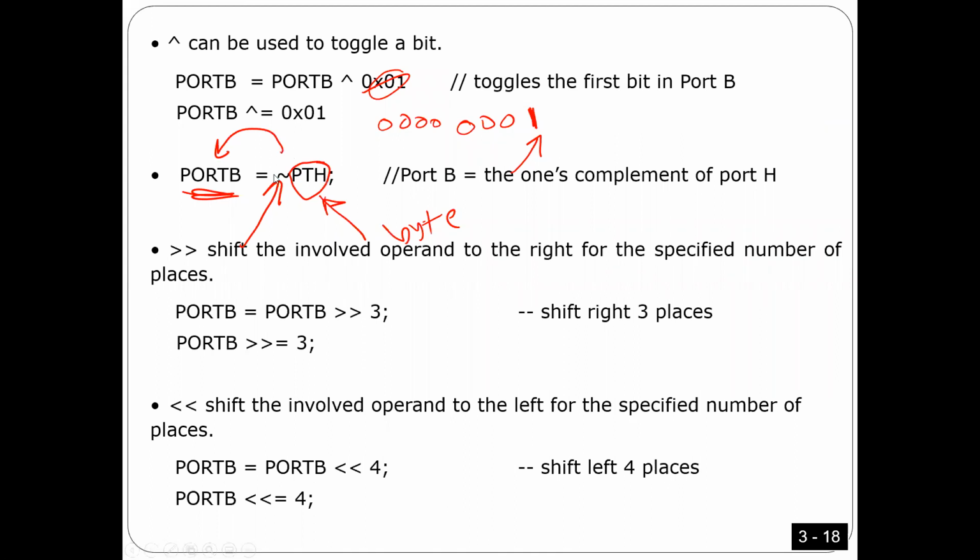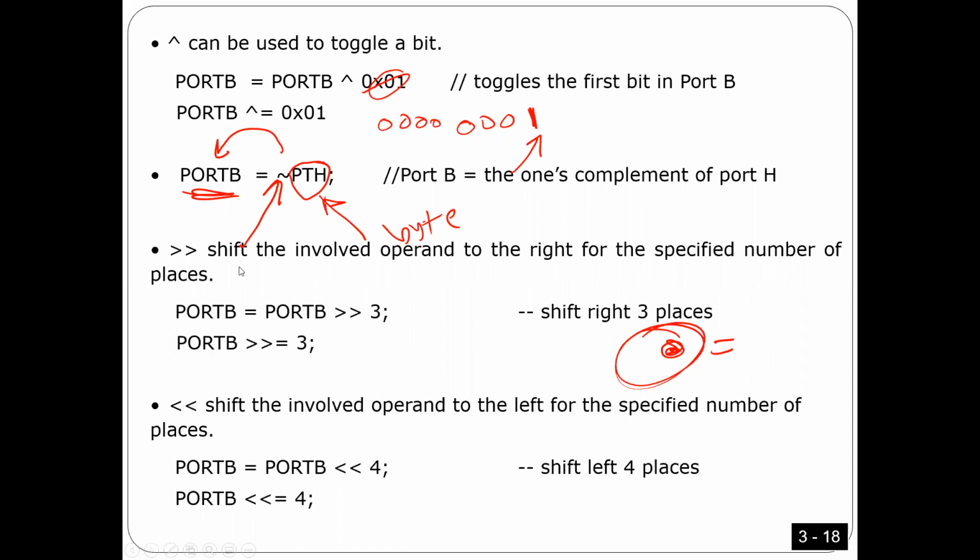You know, in C language, what comes before the equal sign is the one that you change, right? So you are not gonna change port H, but actually I'm gonna read port H, complement this value, and then put the result in port B. Is that clear, guys? Any question?